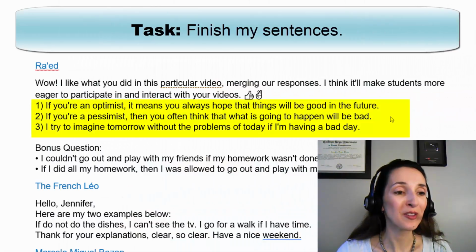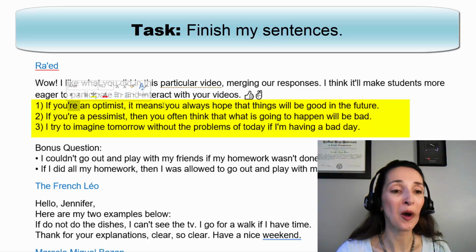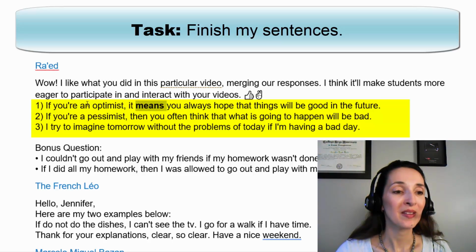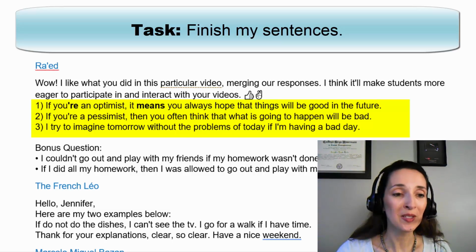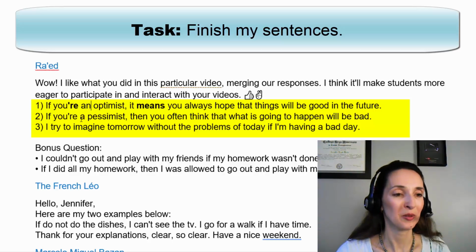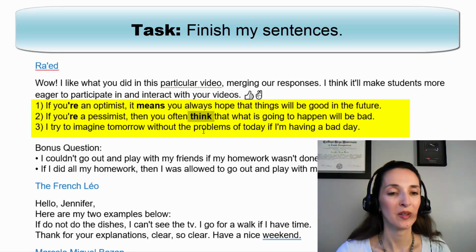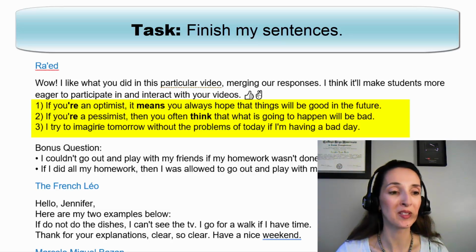Okay, Rod starts us off and says, if you're an optimist, it means you always hope that things will be good in the future. I agree with the statement and it is grammatically correct. You are, it means, these are present tense verbs. If you're a pessimist, then you often think that what is going to happen will be bad. Good. Again, I see present tense here and present tense here. Now, what you think can be about the future, but we're making a general statement. It's a general truth about being a pessimist.